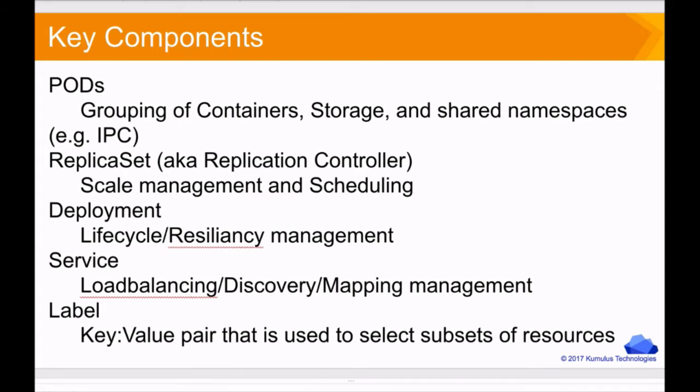Lastly, there's this concept of a label. Now, unlike the pods and replica sets and deployment and services, labels are not resources in Kubernetes, but labels, and specifically the key value pair model that makes up a label, is how everything gets allocated, how everything gets connected in the Kubernetes world.